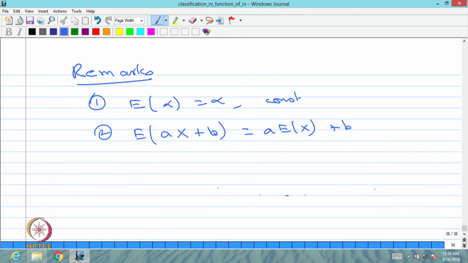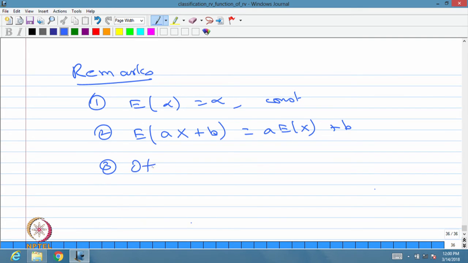That means the expectation of a constant times a random variable plus another constant is the same, as the constant can be taken out. Third remark: if the probability of x greater than or equal to 0 is 1, that is, the unit mass is distributed over the interval 0 to infinity, then if the expectation exists, the above second result also holds.